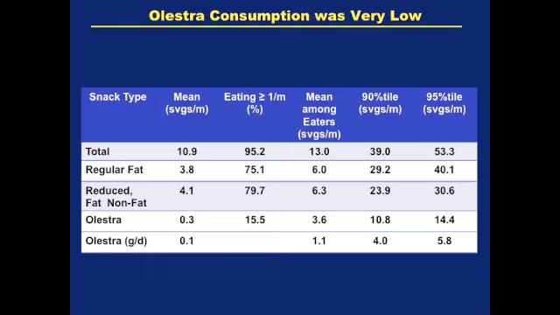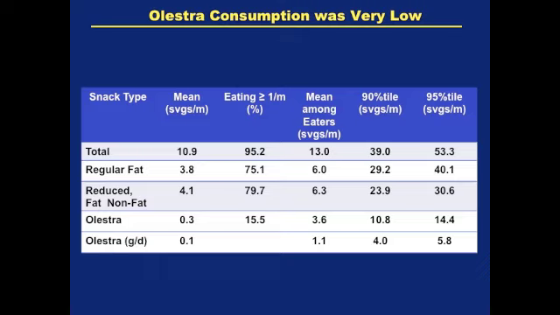15% of people reported eating Olestra more than once per month, and of those, the mean number of servings is 3.6 a month. If you look at the tails of that distribution, the 95th percentile was only 14 times a month. So it turns out that people were not eating 4 and 5 servings of Olestra per day. At the 95th percentile, they're eating a serving every other day.